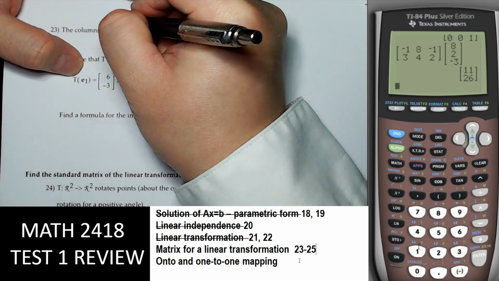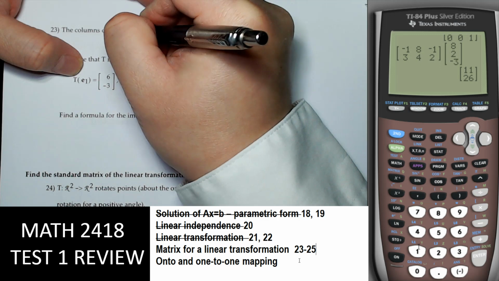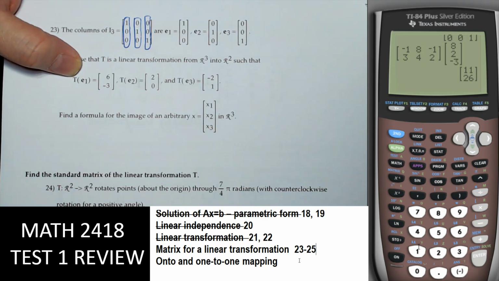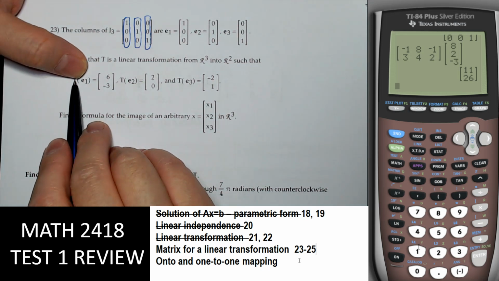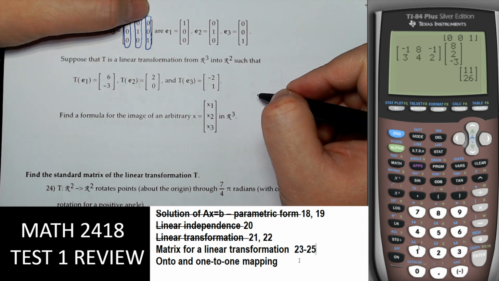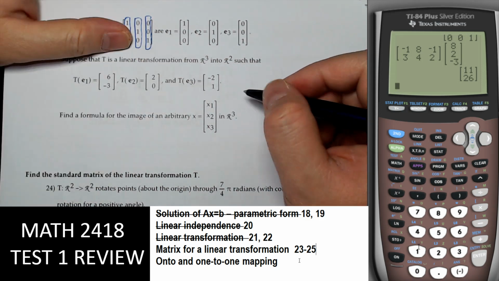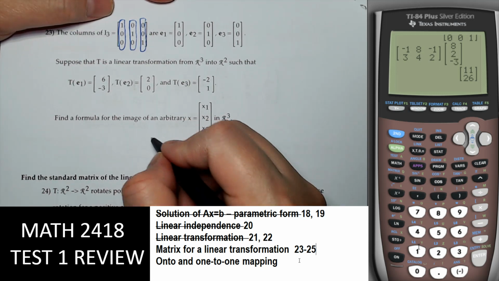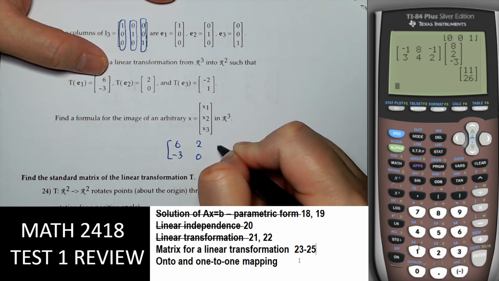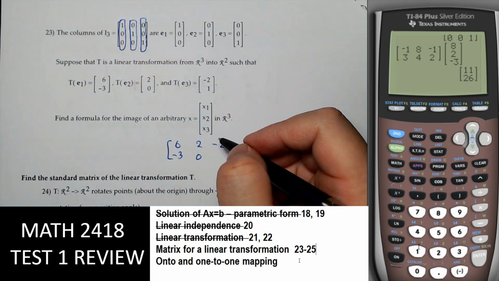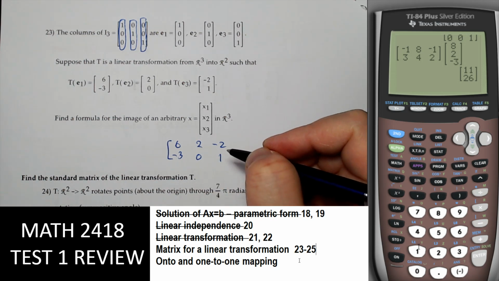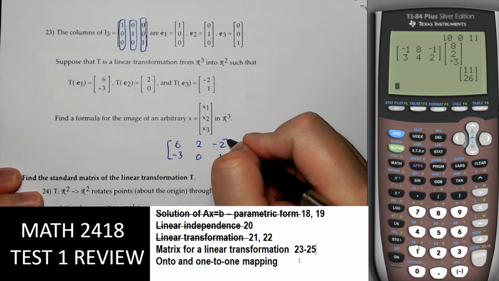We'll apply the transformation to the first column of the identity matrix, the second and the third. Applied to the first column is 6 and -3. The second column is that, and the third column is that. So the matrix for the operation is just going to be 6, -3, 2, 0, and -2, and 1. So that's pretty much the matrix.